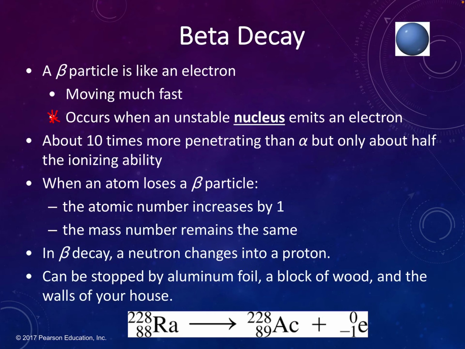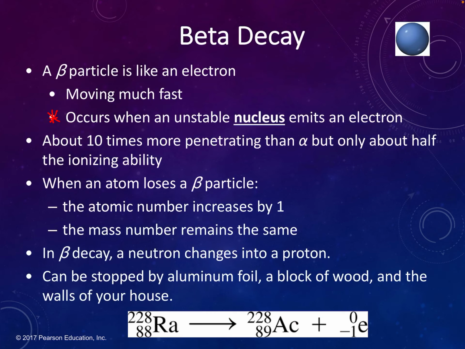When our atom loses a beta particle, the atomic number is going to increase by 1. And again, it's going to increase by 1 because we took that neutron and we turned it into a proton. So we're adding a proton to our nucleus, kind of, right? So our mass number stays the same because we didn't add or subtract any protons or neutrons, right? All we did was we changed a neutron into a proton. So we're just changing the atomic number by 1.